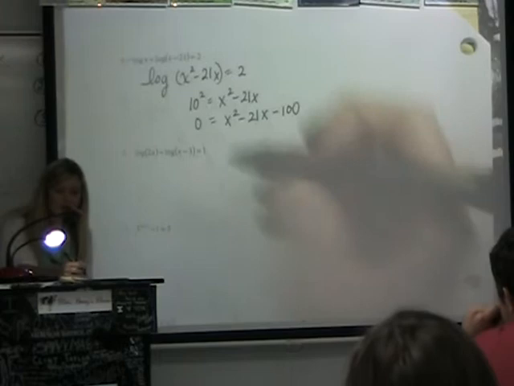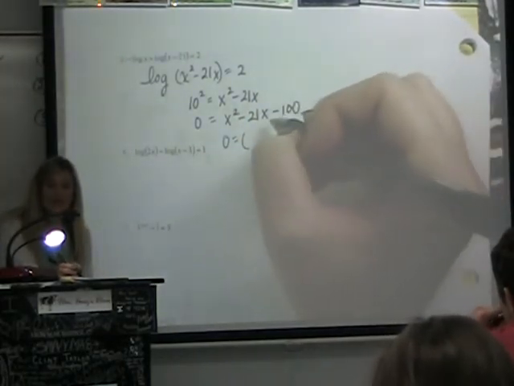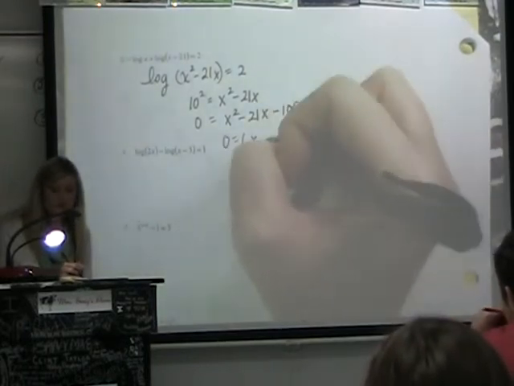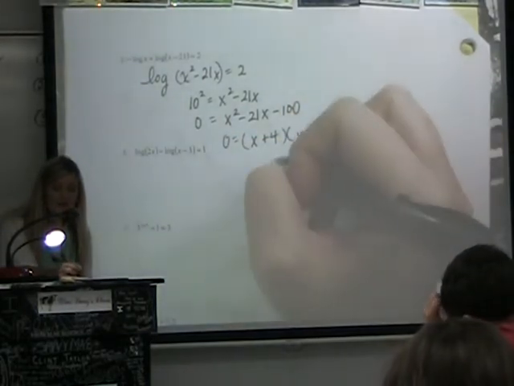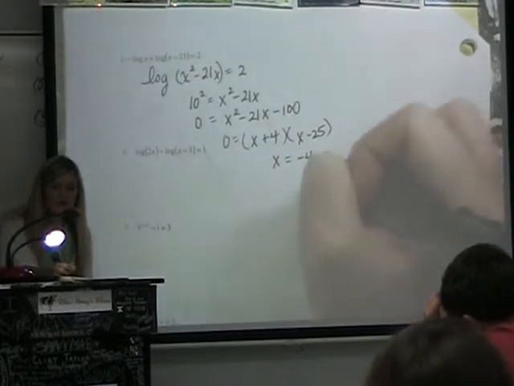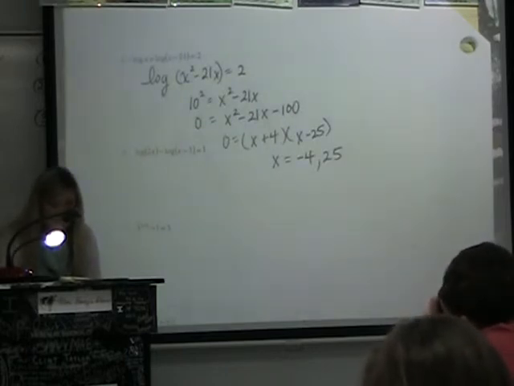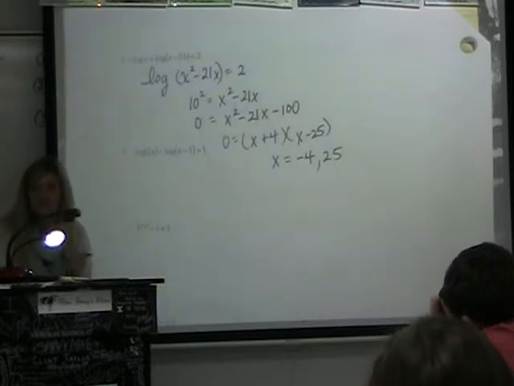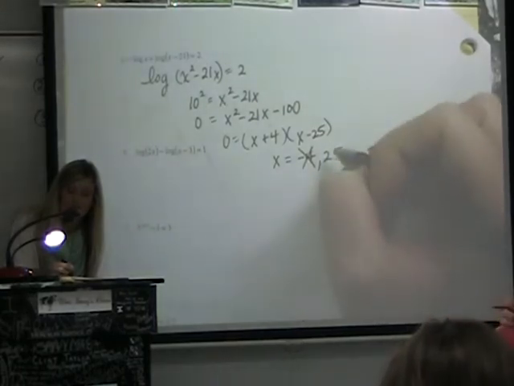So once I have everything on one side, now I'm ready to find two things that multiply to give me negative 100 that add to give me negative 21. What are those two numbers? Positive 4, negative 25. Positive 4, negative 25, okay, and then when I set each factor equal to 0 and solve, I get x equals negative 4 and x equals positive 25. Are either of those solutions extraneous? Just the negative 4. So x equals 25 is my answer.